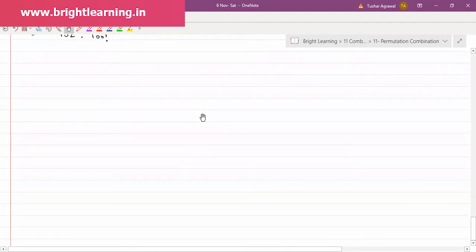So this is your NCERT question only, just one question I'm giving you from NCERT. So you will know that it's a very easy sum.